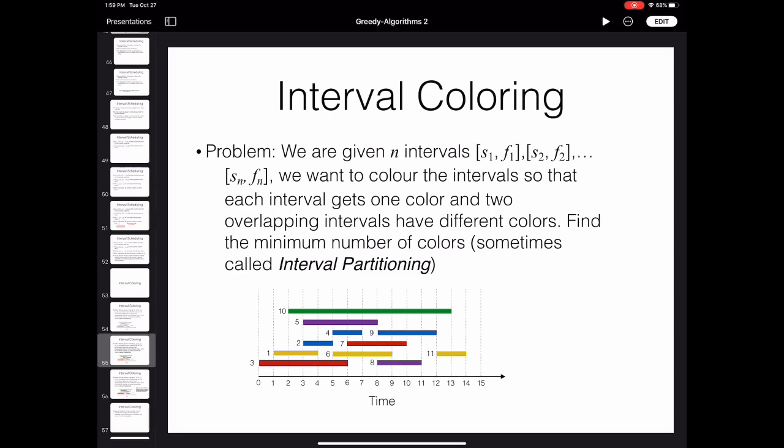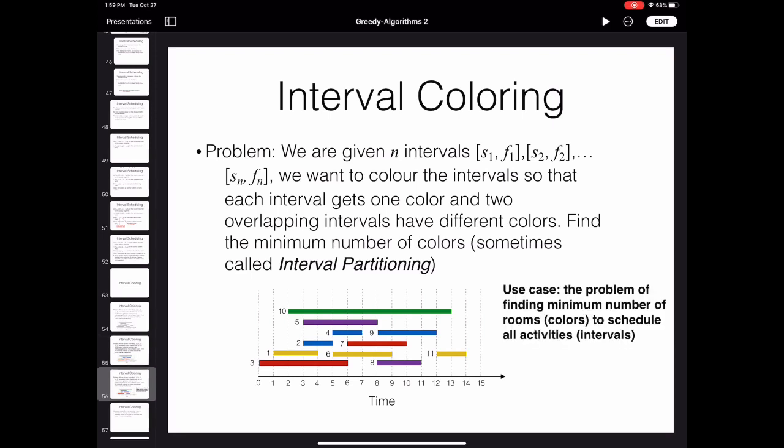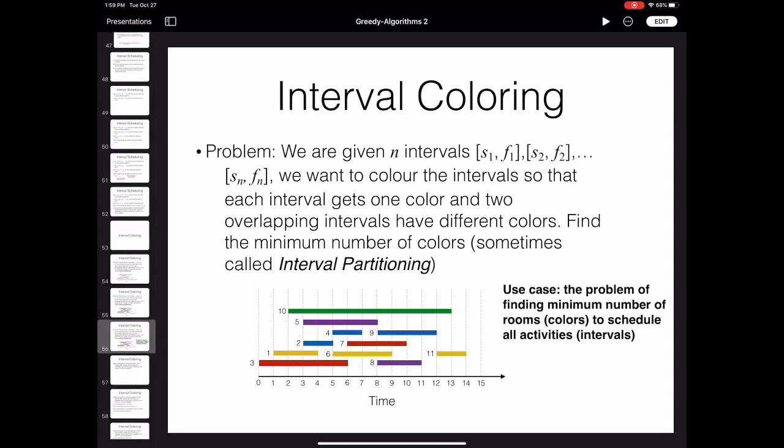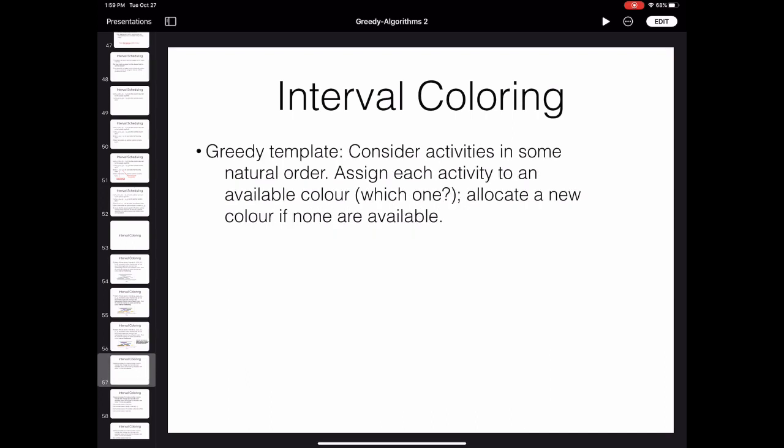There are many use cases for this problem. For example, assume in a university you are going to schedule n different classes and you want to schedule them in the minimum number of classrooms. There are plenty of applications for this optimization problem, actually. So the problem can be solved using a greedy algorithm. That's why I put this problem in this set.